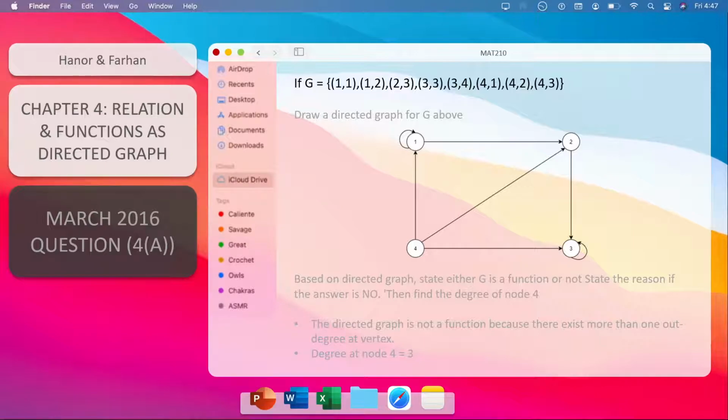So that's mean to it count as 2 degree. So that's all from us.